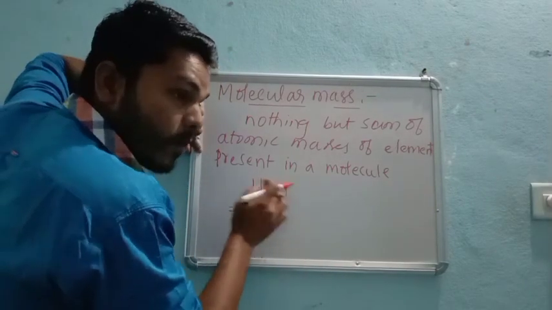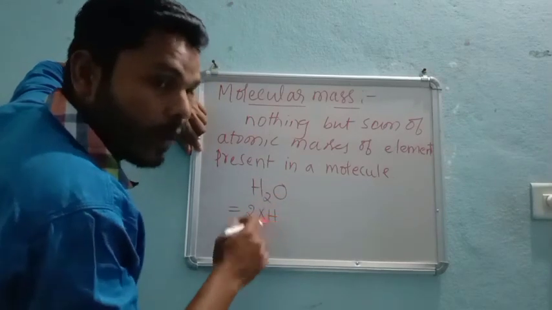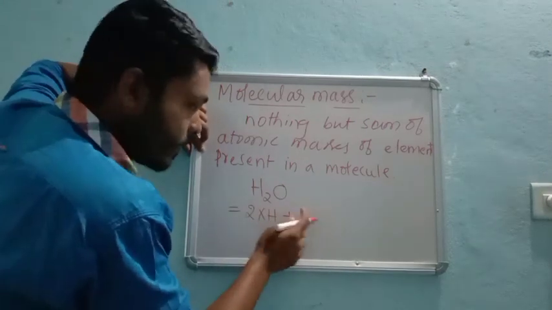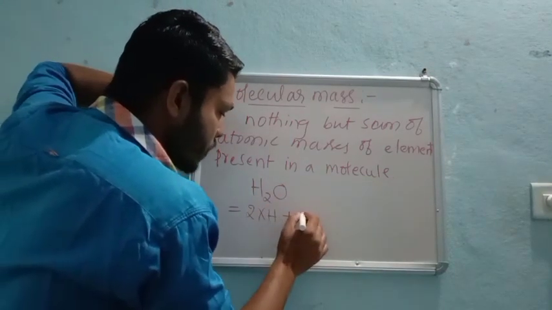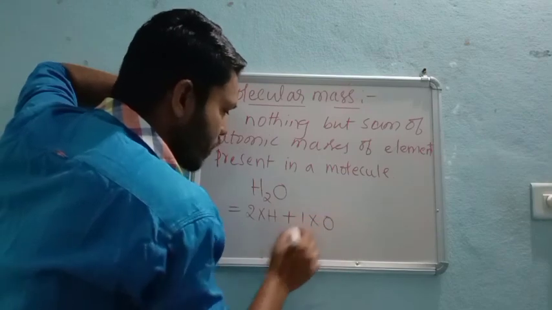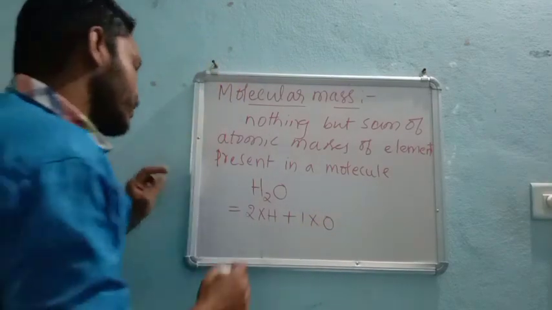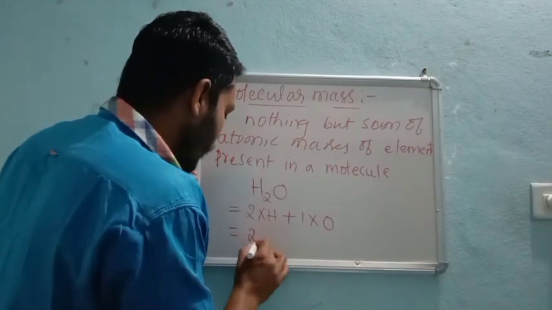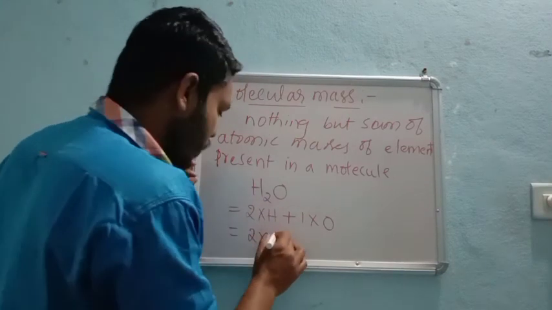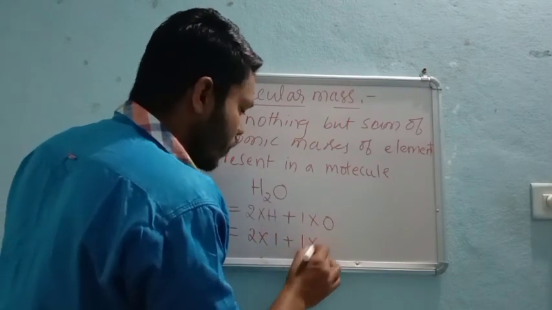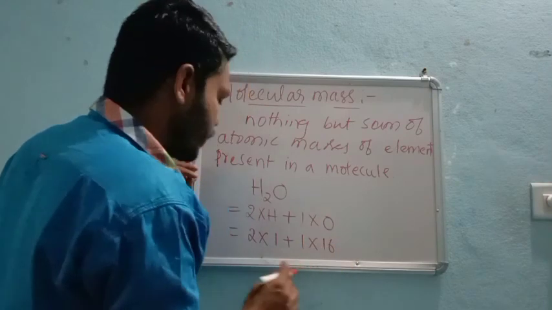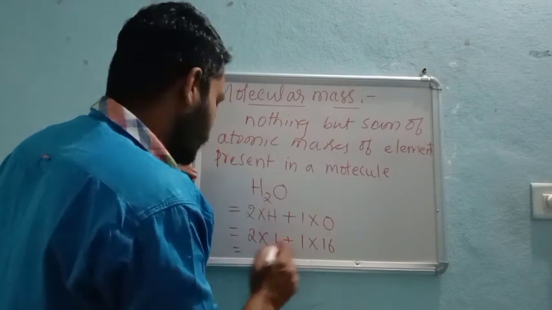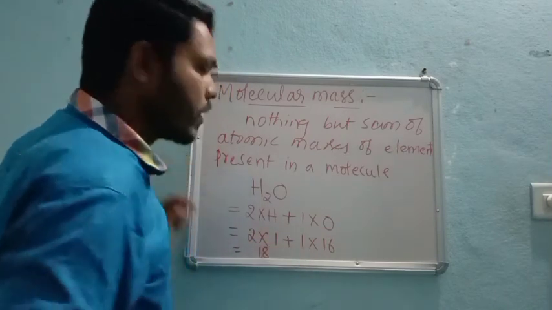Now one more element is present in this molecule, one more different element, that means I have to sum it. Add this, and now how many oxygens are present? Only one oxygen, right? So now coming to the next step, very simple: 2 into hydrogen atomic mass is 1, plus 1 into oxygen atomic mass is 16, you all know. 2 into 1 is 2, 16 into 1 is 16, that means 2 plus 16 is 18. So this is the molecular mass of what?